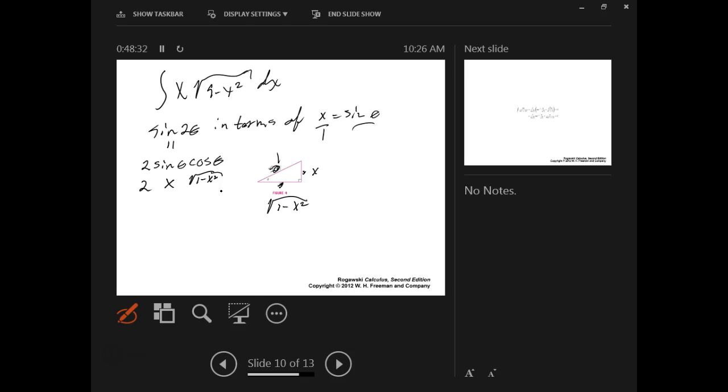That's it. Good deal. Let's see if that's what they got in the back. I bet it is, but let's see for sure. Number 3 is 2x times the square root of 1 minus x squared. Cha-ching. Number 4. Draw a triangle that would be used together with the substitution x equal 3 secant theta.